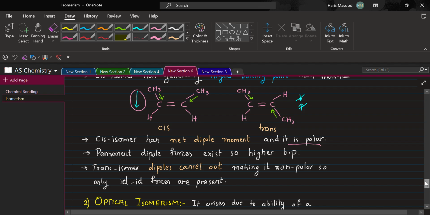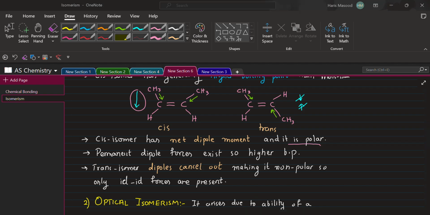So we will be studying optical isomerism tomorrow, and we'll do some past papers of isomerism. So make sure to revise the concepts. Okay, bye. You're welcome.